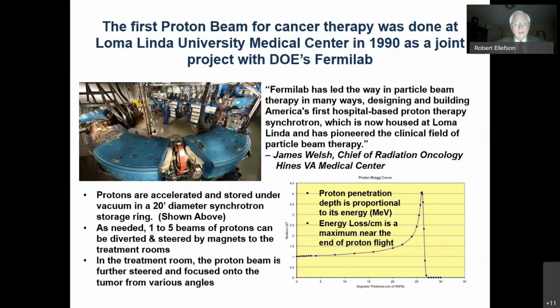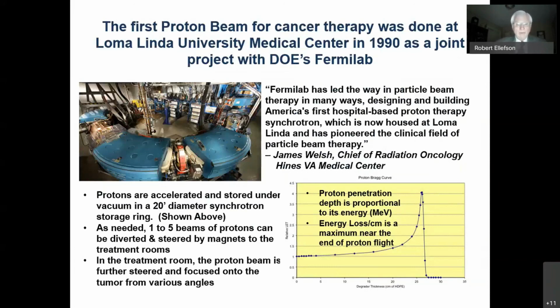So here in the picture is shown a device that is the synchrotron storage ring, 20 feet in diameter, and inside is a vacuum under which the protons are confined in a ring by magnetic fields, and they are stored there until you need them. As needed, 1 to 5 beams of proton, this is at Loma Linda, can be diverted and steered by magnets to a treatment room. So there are 5 different treatment rooms.